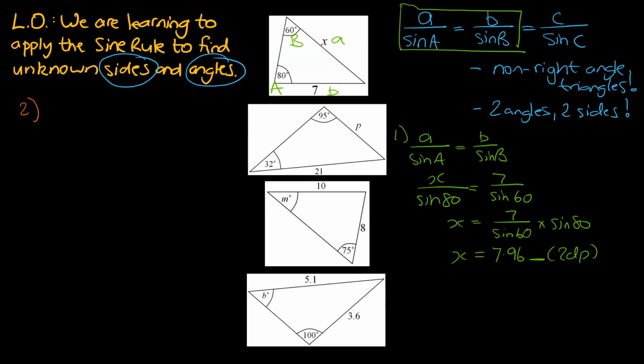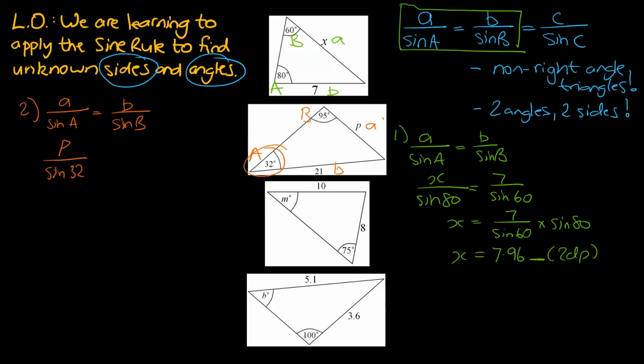We're then going to start by labeling the sides. We've got big A down here, which means that's little a. Big B up the top means that's going to be little b. We're now going to substitute everything into our equation. It looks like we're trying to find an unknown side again. So a divided by sine A is going to be equal to b divided by sine big B. So that's going to be p divided by sine 32.